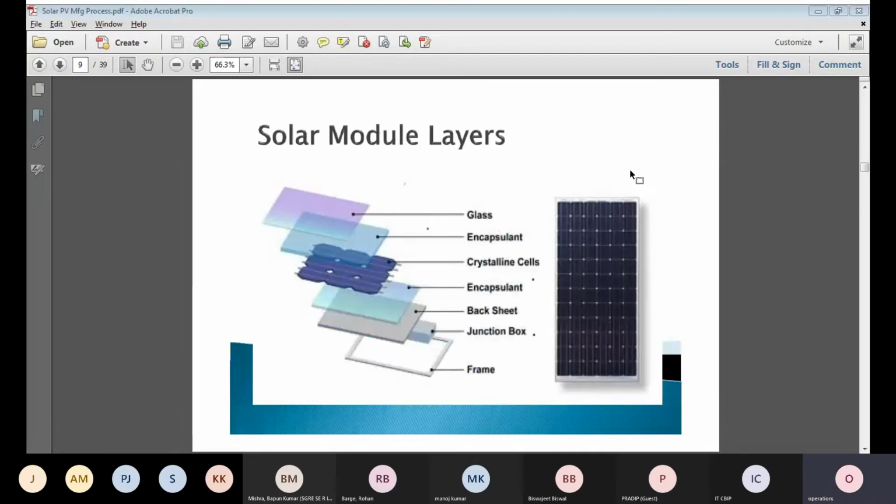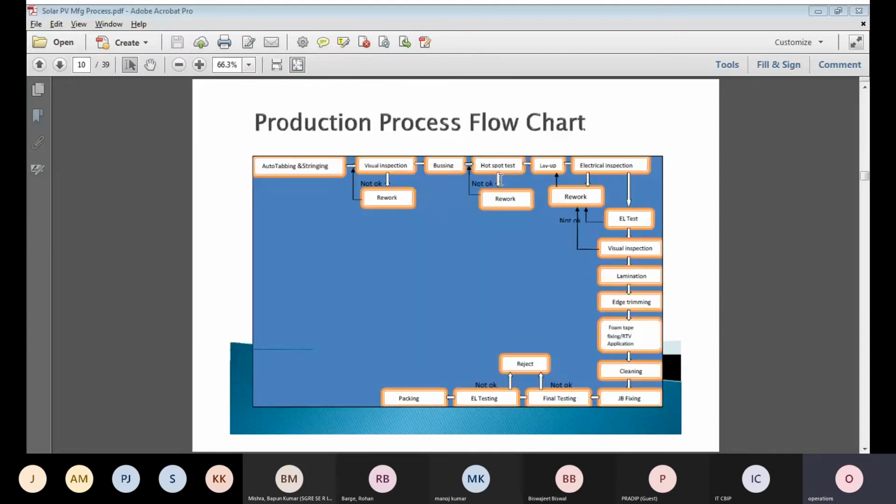Coming to the layers, this is the cross section. From the top, it will be glass, then EVA, which I told you is the EVA encapsulant, a hot melt adhesive, and then the crystalline cells. Again EVA, then backsheet. Then comes the frame and junction box. This is the cross section of the solar PV module. So how will the manufacturing be done? This is the process flow chart of solar PV manufacturing.